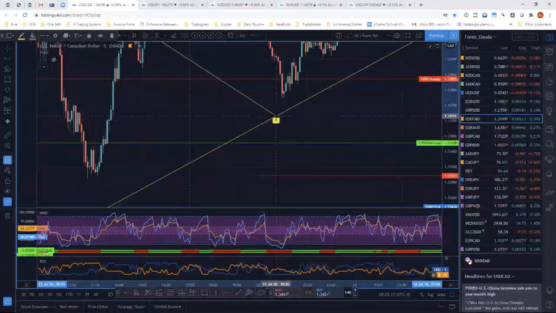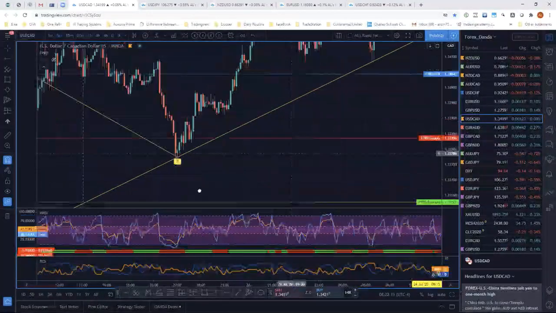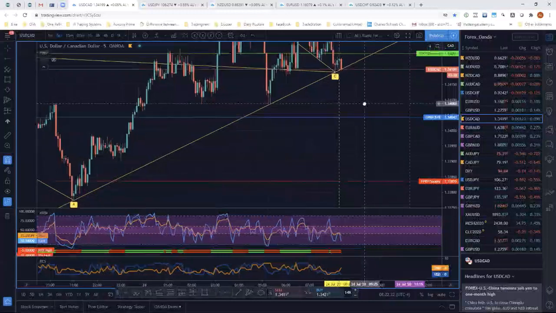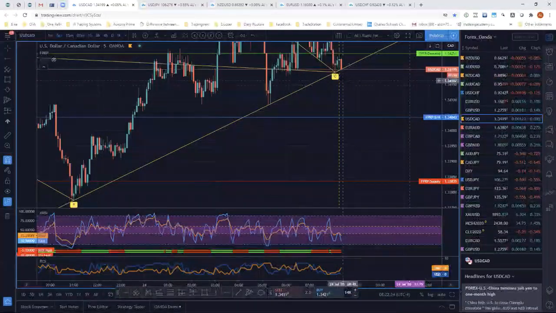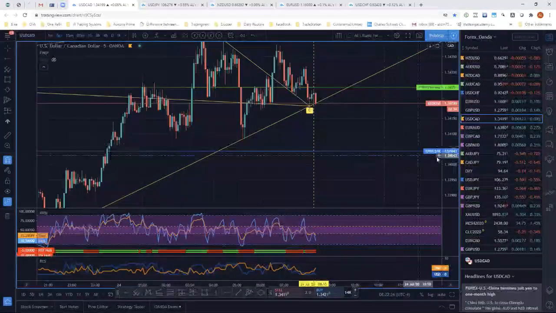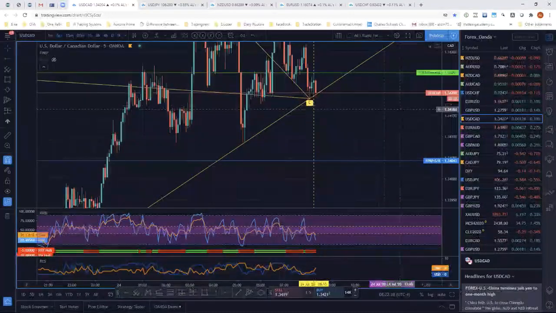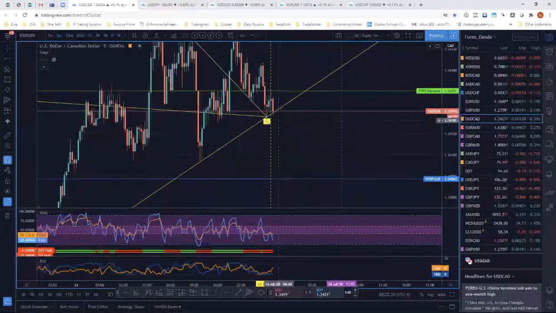Looks like it's testing the bottom of the wedge, eh? Yep, it's testing the bottom of the wedge. So here's a nice hit, here's a nice hit, here's a hit. We'll see if it breaks out of the bottom. And let's see, let's get on. That's not a bad wedge for UCAD.